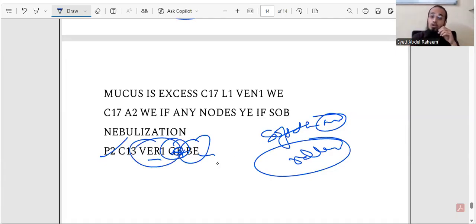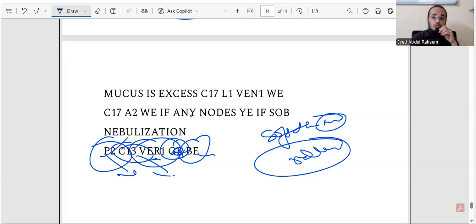Ver1 will attack the infection. C13 is for structural issues; whatever structural damage happened there, you mutate C13. P2 is the functional remedy of the lungs. The whole lungs will be covered under P2. So like this, you have to prepare a remedy.